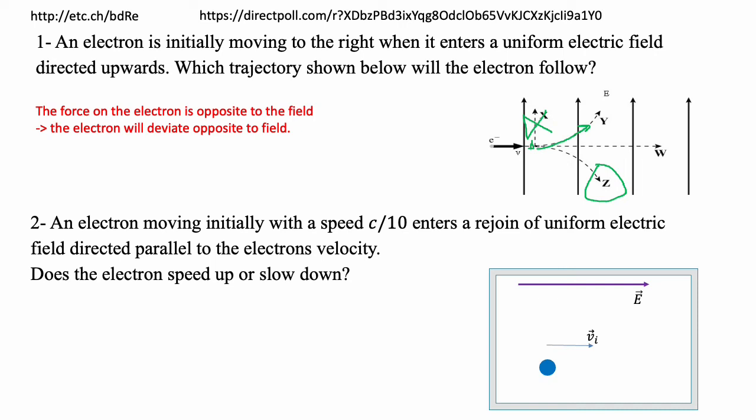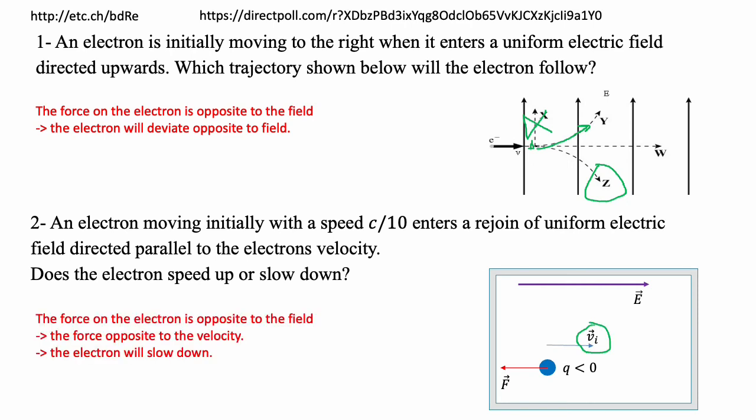What is the charge Q? It is an electron, so it is negative Q. So it's going to feel a force opposite to the electric field. So the force is opposite to the electric field, which means it's opposite to the initial velocity. It's like something moving to the right while I'm pulling it to the left. What will it do? It will slow down. So the force is opposite to the field, opposite to the velocity, so the electron is going to slow down.